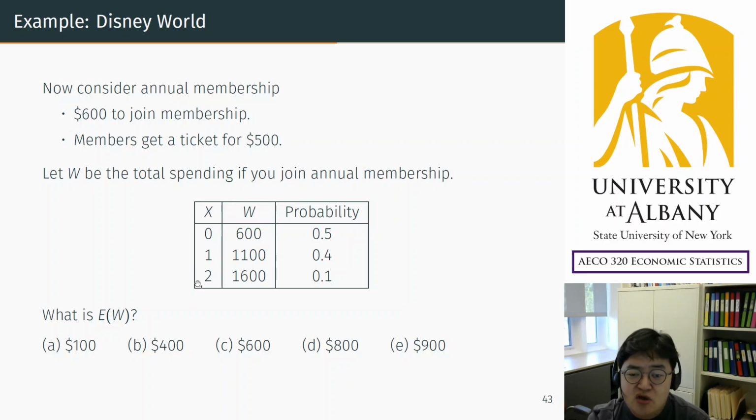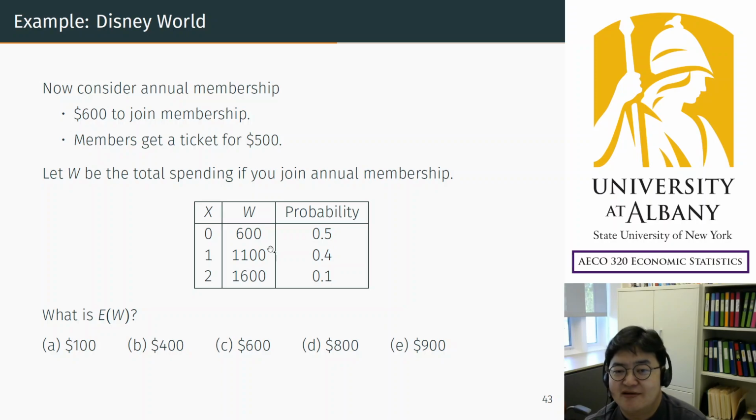Okay, here is the new probability distribution table. It's clear. So even if you do not go to Disney World next year, you already paid the annual fee, $600. But if you go to Disney World once, you only pay an additional $500. For the second trip, another additional $500. And the probability is the same. So these are the spendings for each scenario, right? For each number of trips.